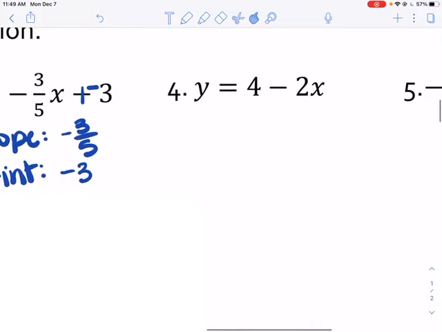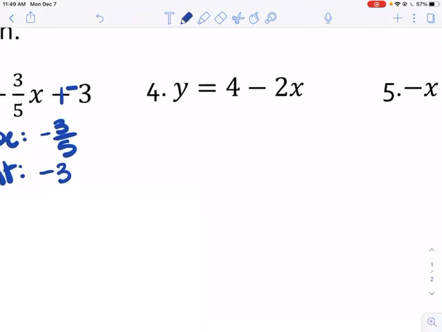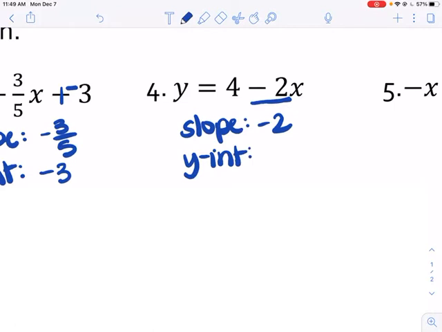Okay, this one's a little tricky. Make sure to keep track of what's happening. Remember, the number in front of the x is our slope, or our m. So my slope is the number in front of the x. Be careful though, because this one is actually -2. And our y-intercept will be +4.